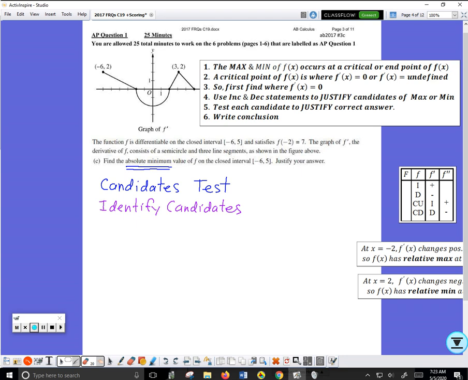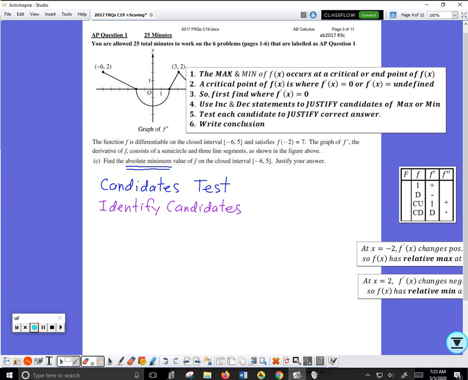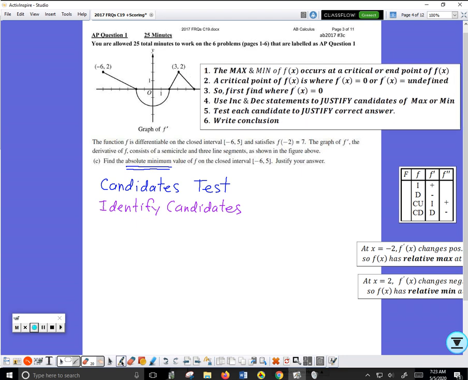We talked about this part before, that the max of F always occurs at a critical or end point of F. That's how we find the candidates. So we've got to pay attention to where F prime is either 0 or undefined. So I look over here, and I've noticed here, here, and here.